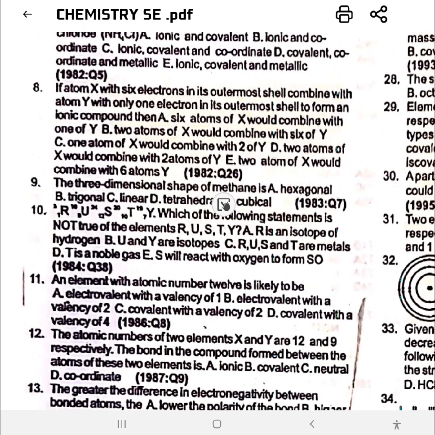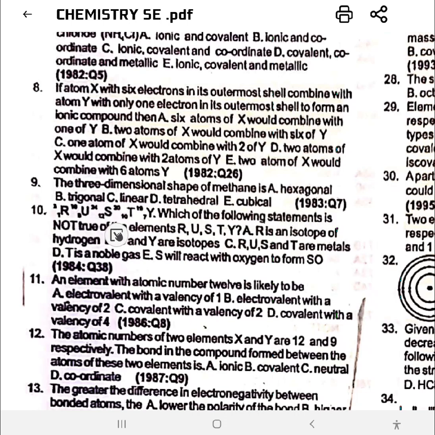9. The three-dimensional shape of methane is... I would like us to take some common shapes that are frequently asked. Shape of methane is tetrahedral. Shape of water is angular or V-shape, or sometimes they say bent, B-E-N-T. Shape of ammonia is trigonal pyramidal. While shape of O2, CO2, H2, Cl2, and N2 are linear. So methane is tetrahedral. Option D.